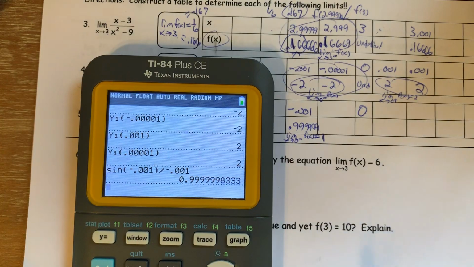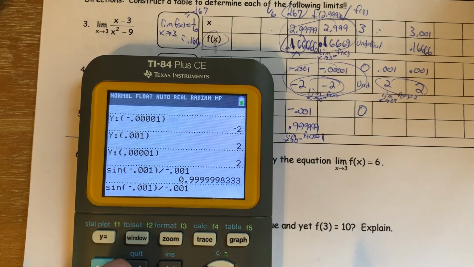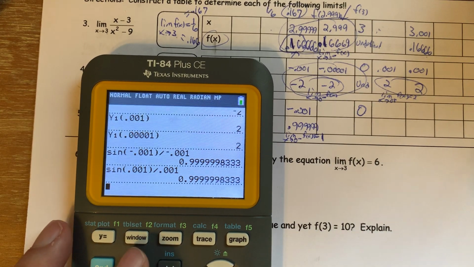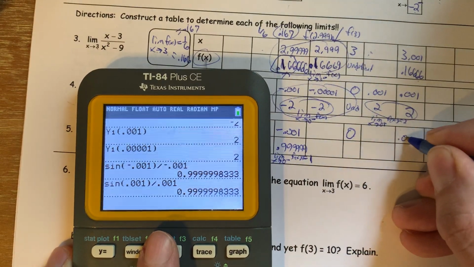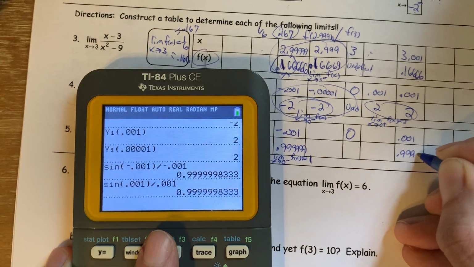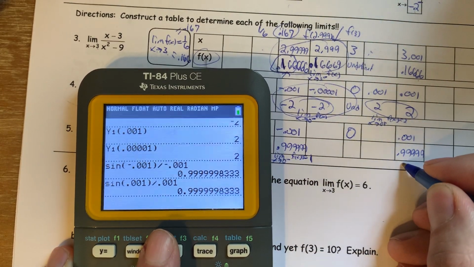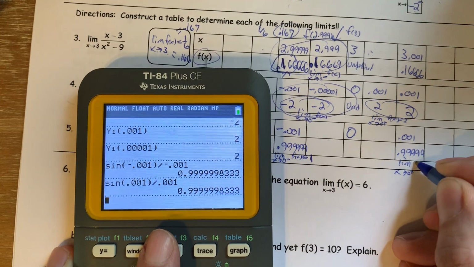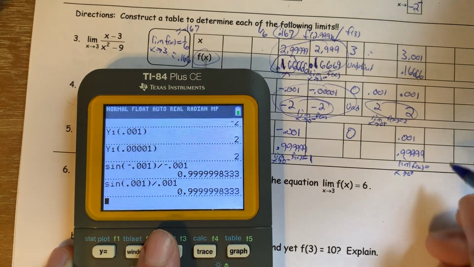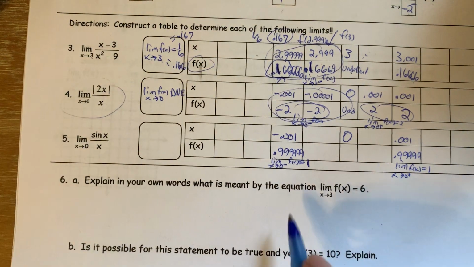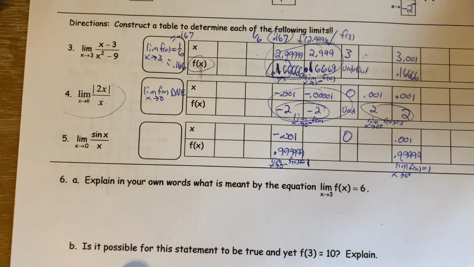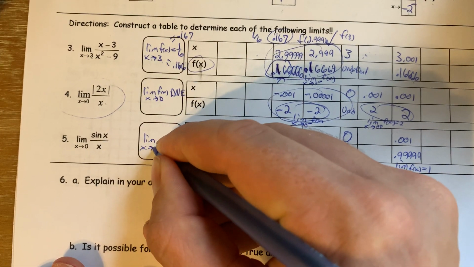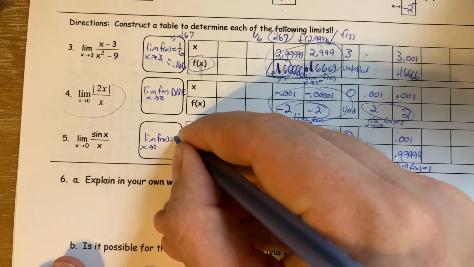Let's do the same thing, but make it positive. When we put in 0.001, we get 0.9999999. And so this is also the limit from the right. The limit as x approaches 0 from the right of f of x is also 1. So since the limit from the left and the limit from the right are both 1, what is the overall limit? The limit as x approaches 0 of f of x is 1.